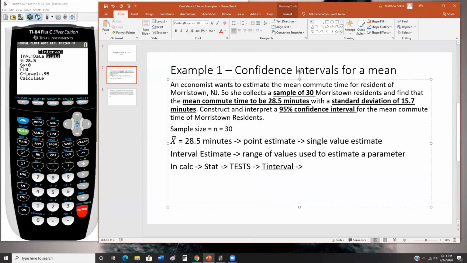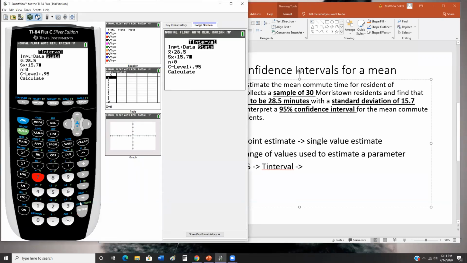Does anybody remember what S stands for in statistics? Standard deviation. Yep, and notice in the problem I give it to you, it's 15.7. N represents the sample size, so the sample size here is 30. And this next option is important. C level stands for the level of confidence you want. The calculator will always default to 0.95, so I have 0.95 here. I'll show you how to change it in the next example. So you're just gonna go down to calculate and hit enter.